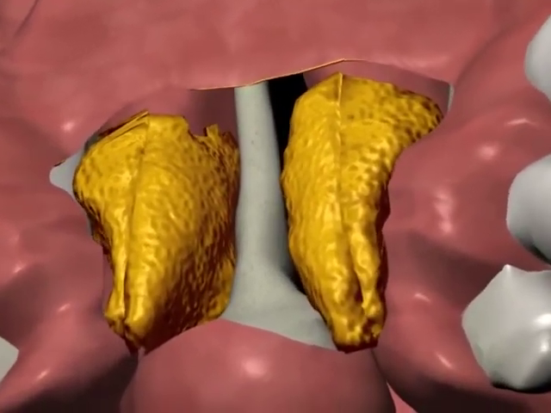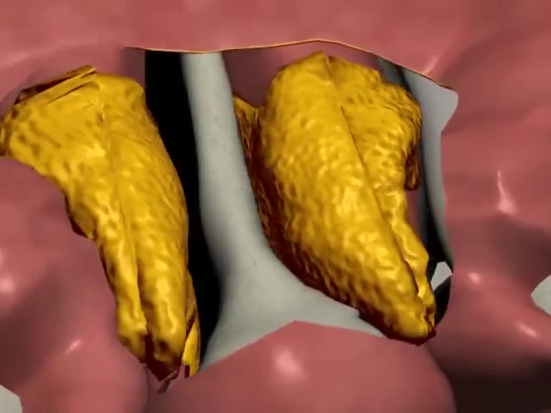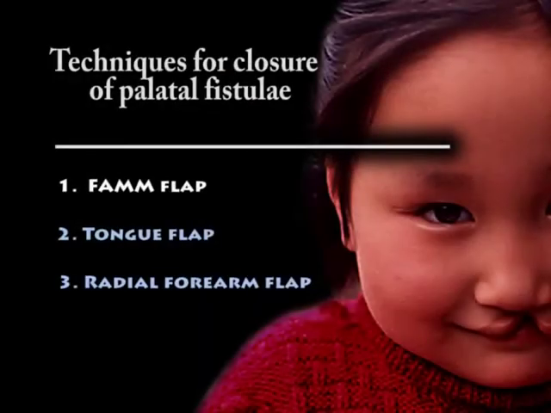In this video, we will present 3 different ways to fill in the remaining oral side of the fistula: the FAM flap, the tongue flap, and the radial forearm flap.